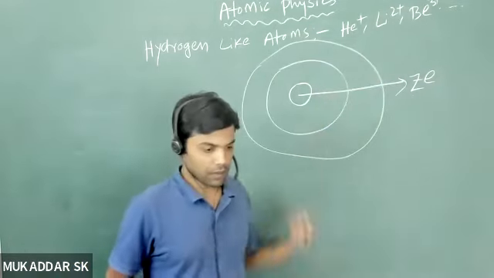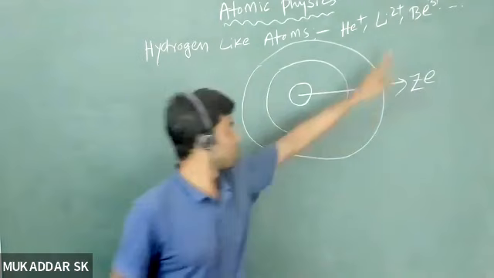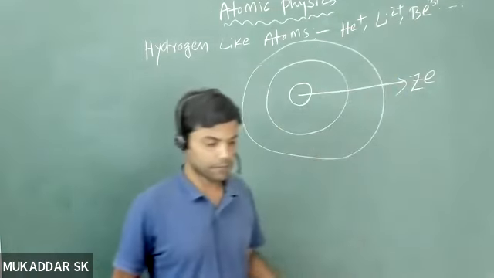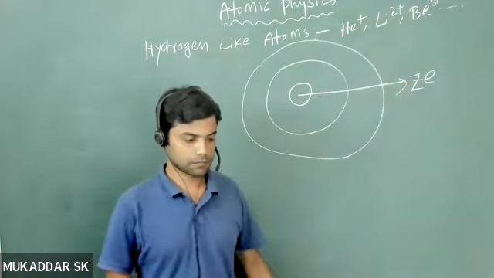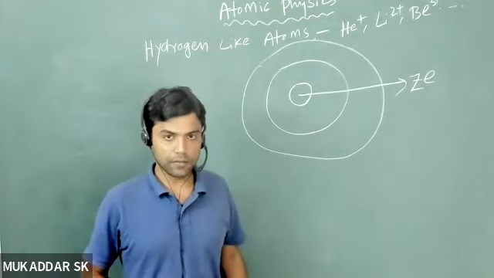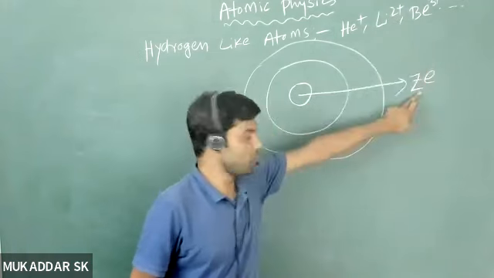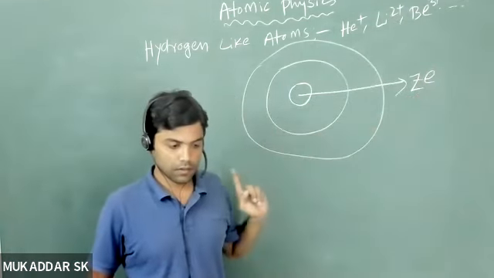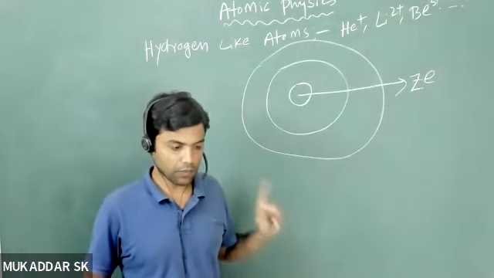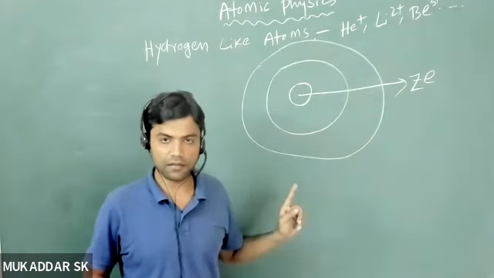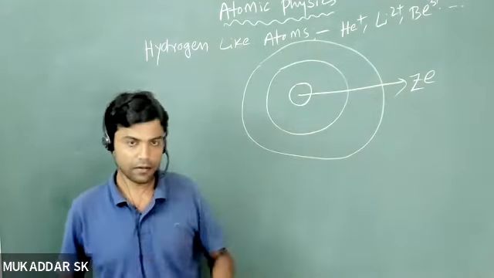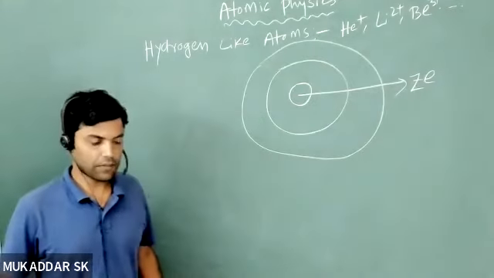Then for lithium, how much will Z be? For lithium double plus, Z will be 3, because the atomic number of lithium is 3. Am I saying correct?